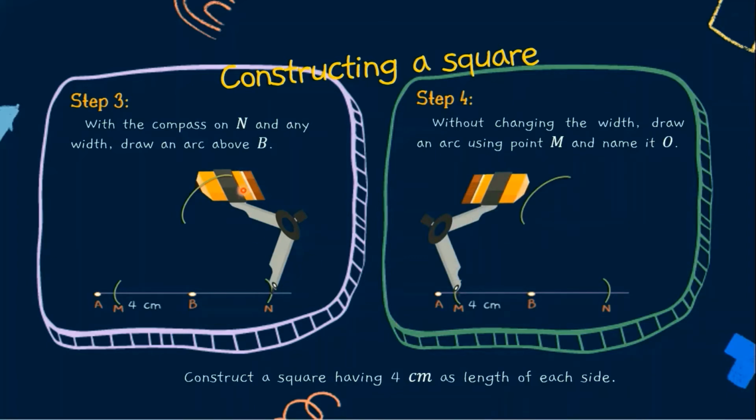Kung ano yung sukat ng compass natin dito, ganun din yung gamitin natin sukat ng compass dito. Huwag nating baguhin. I would recommend that the width must be greater than 4 cm. And then, draw an arc. Yung point of intersection nila ay lagyan natin ng point and label it as O.